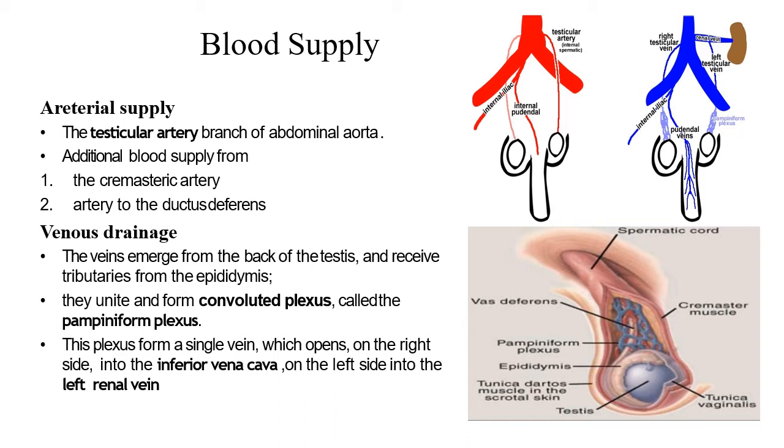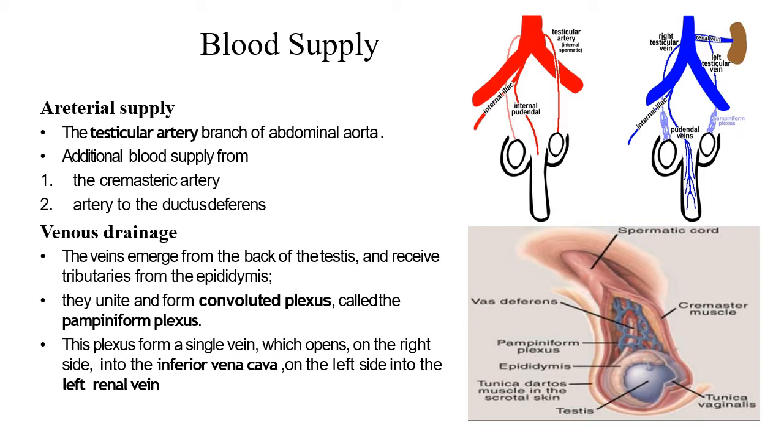The venous drainage: the veins emerge from the back of the testis and receive tributaries from the epididymis. They unite and form a convoluted plexus called the pampiniform plexus. This plexus forms a single vein. On the right side, it opens into the inferior vena cava, while the left testis will drain into the left renal vein.